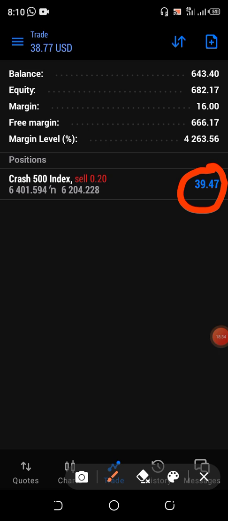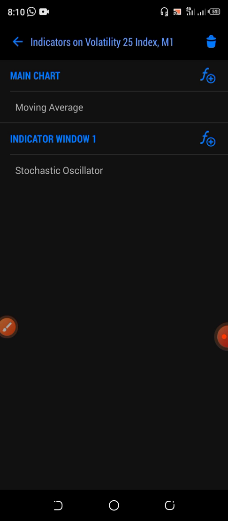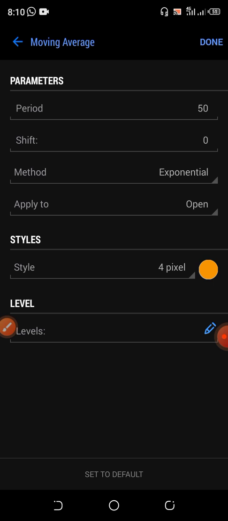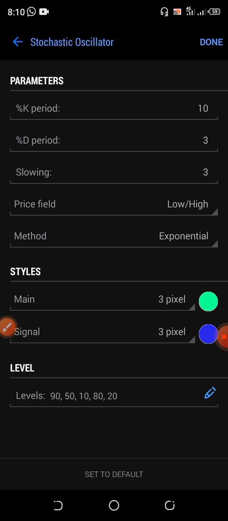All right. The indicators are in the last video I dropped, but for benefit of doubt, these are the indicators. Moving average, I'm using only 50. Moving average and the stochastic oscillator 10, trade low high exponential. That is it.